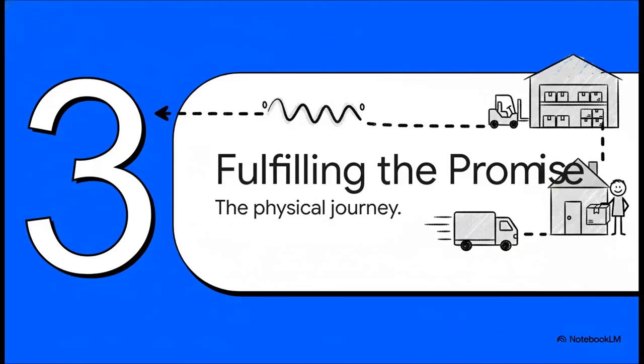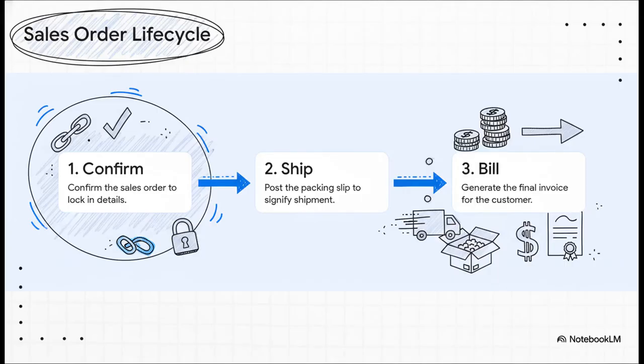All right, the deal is locked in, the order's in the system. Now for the exciting part, the physical journey. We're talking about getting that product off the warehouse shelf and onto the customer's doorstep. This is where the digital stuff we've been doing finally meets the real world. And the core of making that happen, at least in the system, really just boils down to these three key steps. You confirm the sales order, basically locking it in.